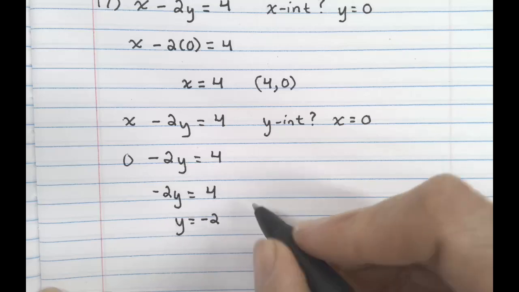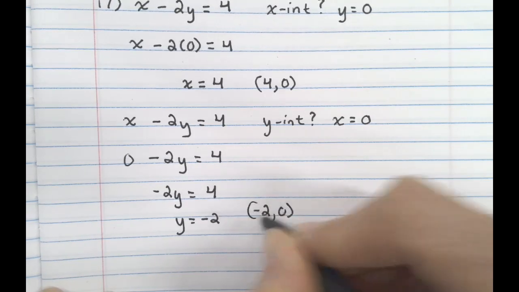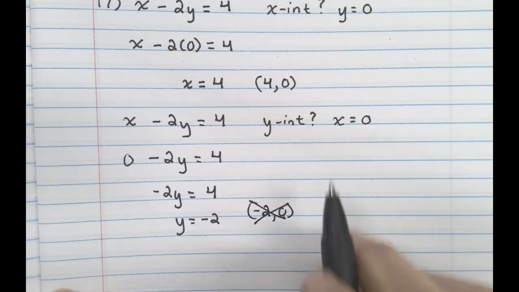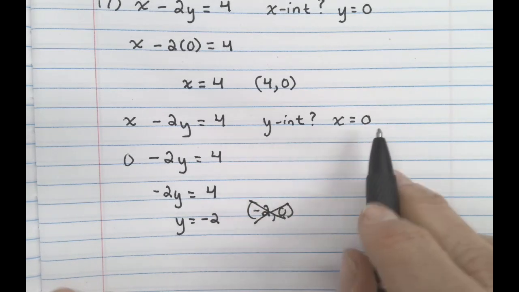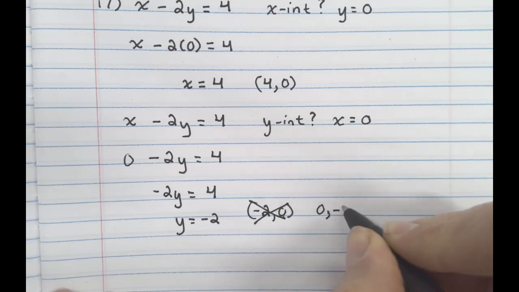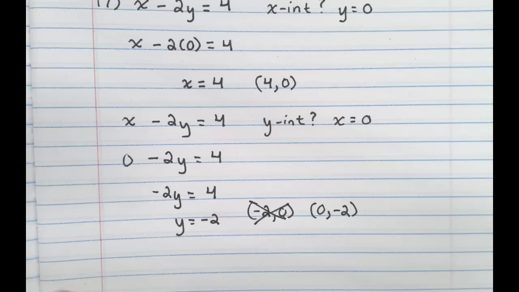Now, is it going to be (negative 2, 0)? No. It's not going to be that, because this is the y-intercept. The x is 0 for the y-intercept. So the answer is (0, negative 2). Now that's the hardest part of the problem, in my opinion.